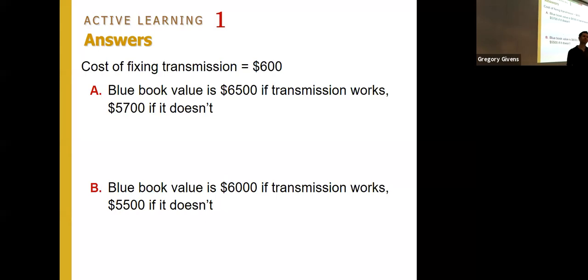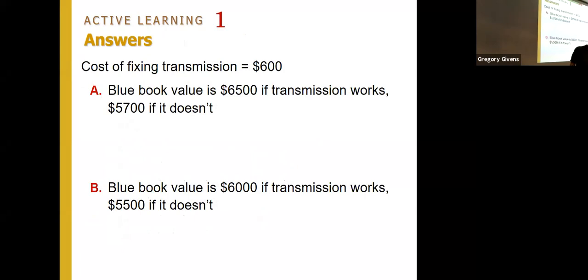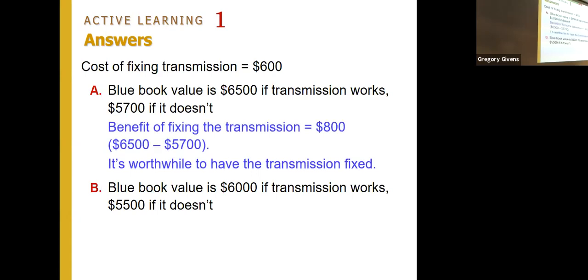How do you get that? $6,500 minus what now? I see. Okay. Right. So the marginal cost is 600, the marginal benefit is 800, which is 6,500 minus 5,700. So there is a net $200 marginal benefit. 800 minus 600 is positive 200. That's the correct way to think about it, right?